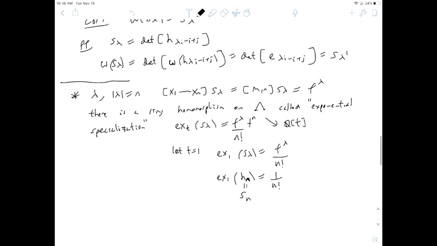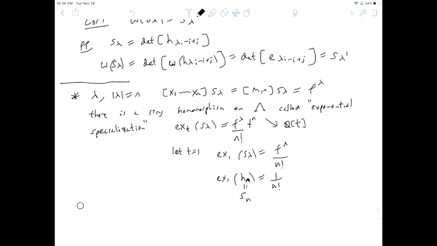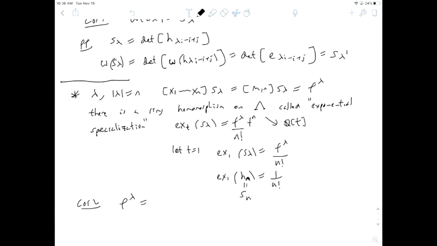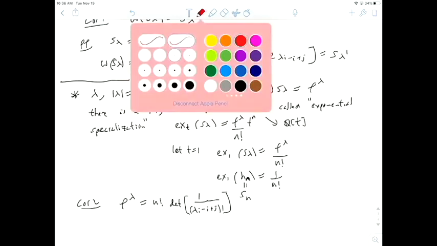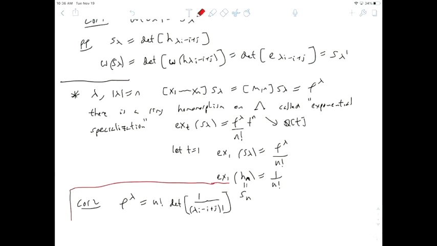Okay, so if you apply this specialization to the Jacobi-Trudi identity, you get that the number of standard tableau of shape lambda is n factorial times the determinant of 1 over the factorial of lambda i minus i plus j. So, up to proving the Jacobi-Trudi identity, we get the first formula for the number of standard Young tableau. I just take the Jacobi-Trudi, which is the first line there, and apply this magical map x1. On the left, I get f lambda over n factorial. On the other side, I get a determinant of what happens to the hn's. They become 1 over n factorial. So h lambda i minus i plus j becomes 1 over lambda i minus i plus j factorial.